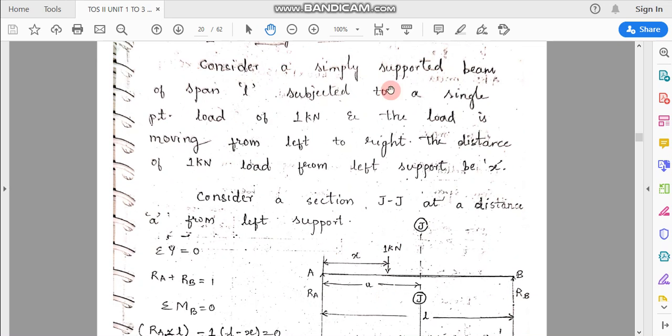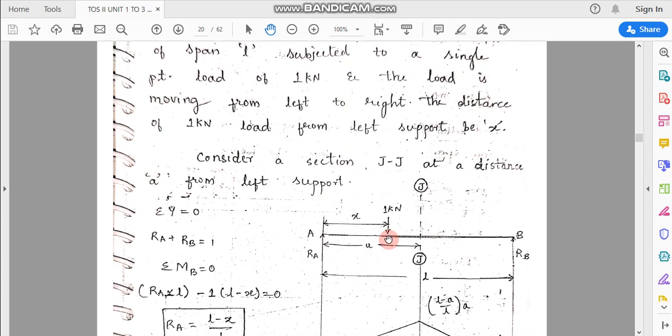Consider a simply supported beam of span L subjected to a single point load of 1 kilonewton, and the load is moving from left to right. The distance of the 1 kilonewton load from the left support is x. See the diagram here, it shows. Now I will consider one more section, that is JJ at a distance A. This is A, not U. This is at a distance A from point A.